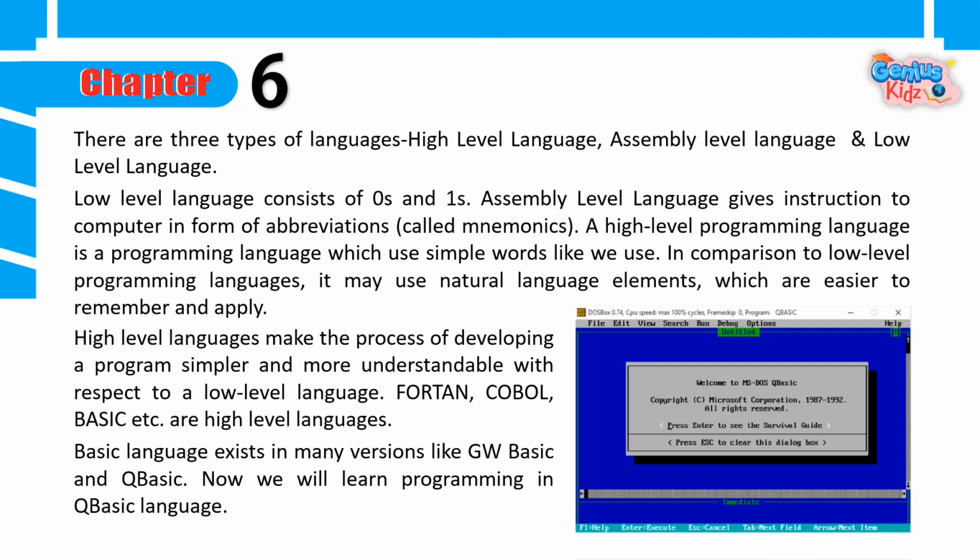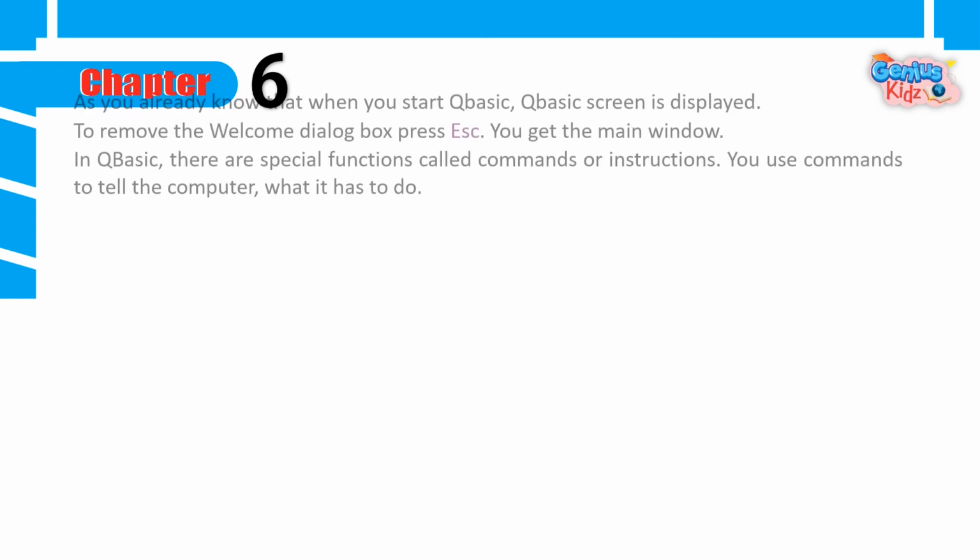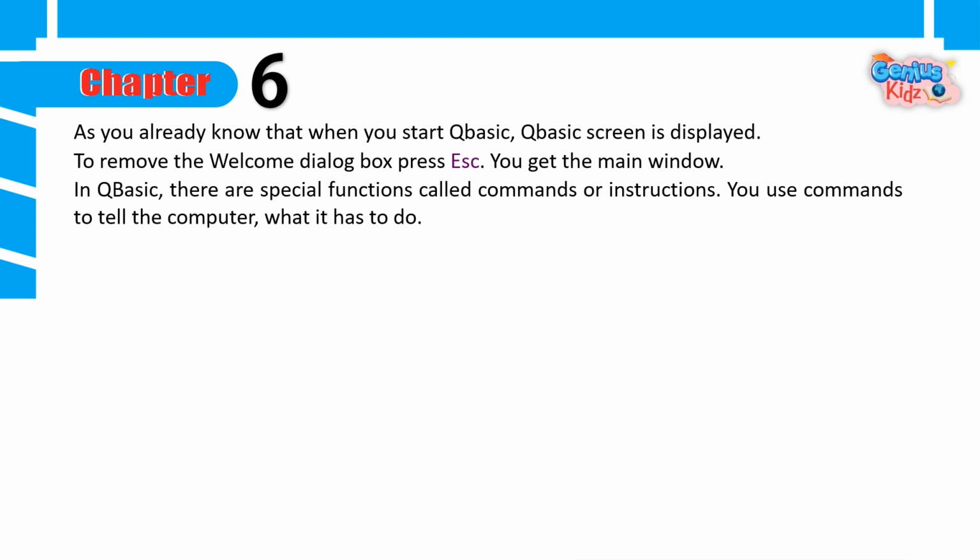BASIC language exists in many versions like GW Basic and Q-Basic. Now we will learn programming in the Q-Basic language. As you already know, when you start Q-Basic, the screen is displayed. To remove the welcome dialog box, press Escape. You get the main window. In Q-Basic, there are special functions called commands or instructions. You use commands to tell the computer what it has to do.